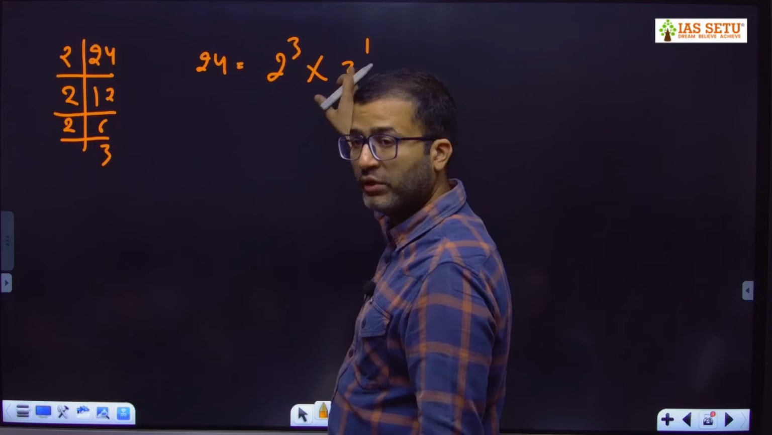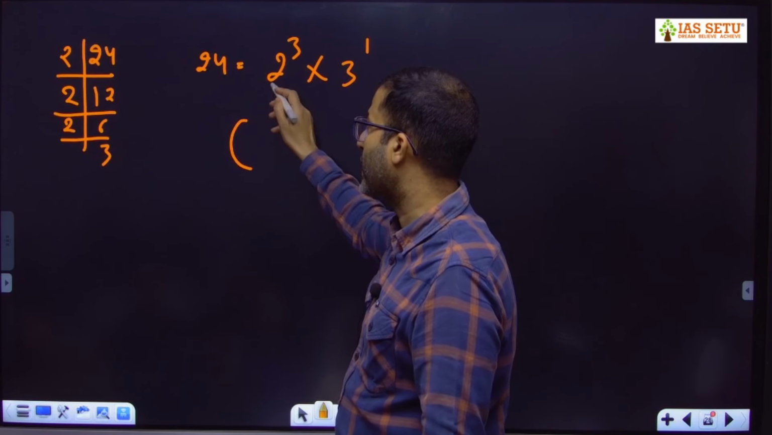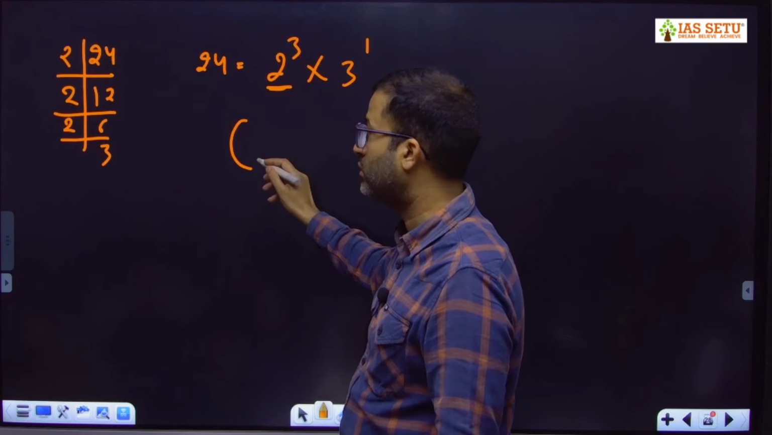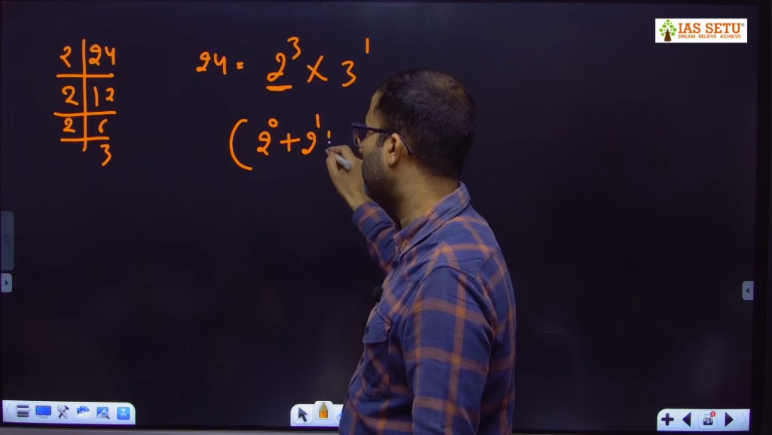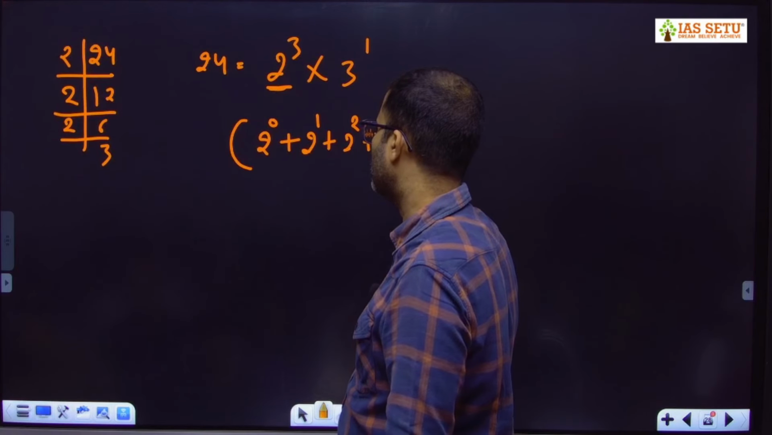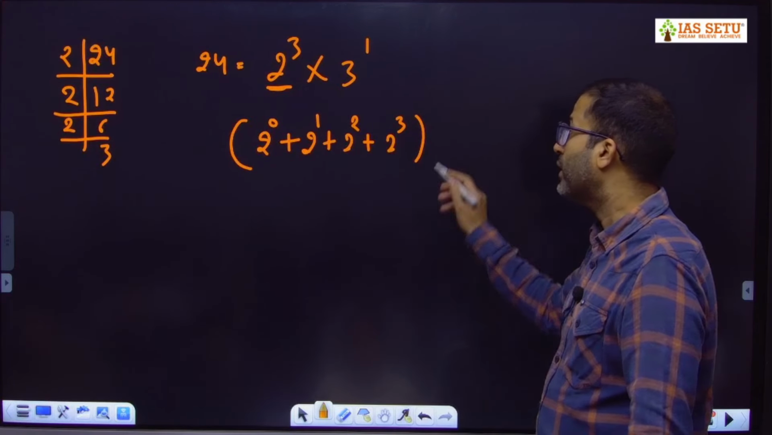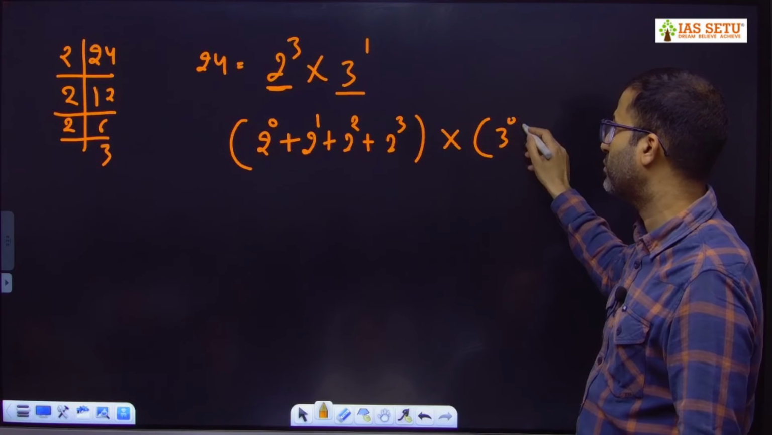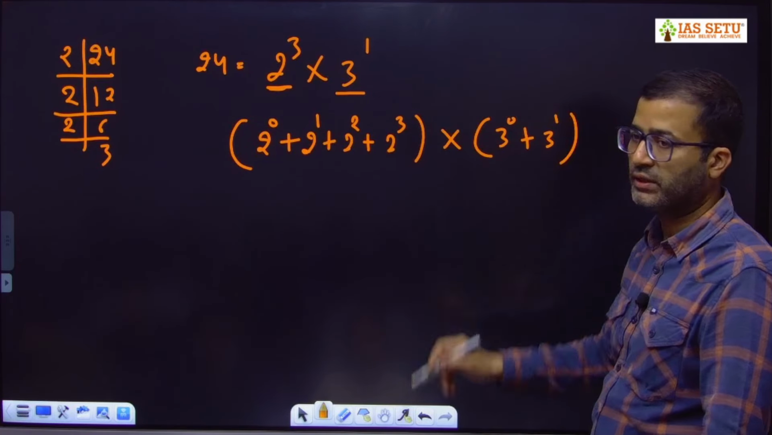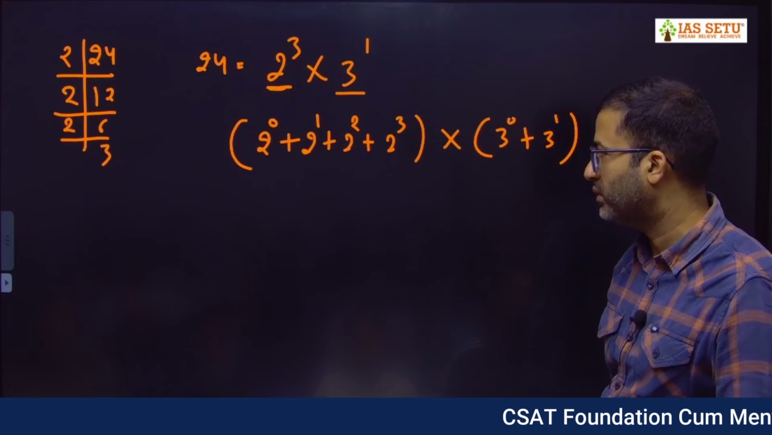So 2 to the power 3 into 3 to the power 1. Step number 1. Step number 2, bracket start. Focus on 2 to the power 3. Start with 2 to the power 0 plus 2 to the power 1, 2 to the power 2, 2 to the power 3. कहाँ तक जाना है? This 2 to the power 3 into second bracket start 3 to the power 0 plus 3 to the power 1. Wait, I will discuss 4 questions, you will be able to remember these steps.